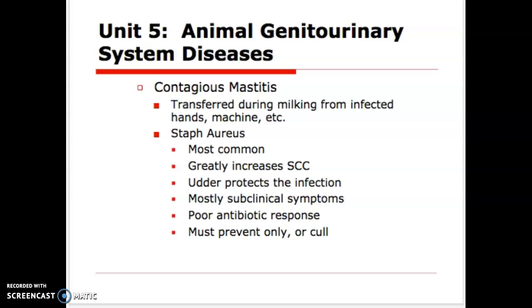So oftentimes you'll see subclinical symptoms. So you won't see the normal chunky milk, the flaky milk. It'll be oftentimes subclinical, and then you'll have spikes occasionally. So it responds very poorly to antibiotics because of that walling off feature that it does with Staph aureus. So prevention is your best method of handling Staph aureus, or culling animals that you culture and find out that they're Staph aureus carriers. You can treat them. Dry cow therapy is probably your best mode of action in trying to knock this out, but it's somewhat limited success occasionally.